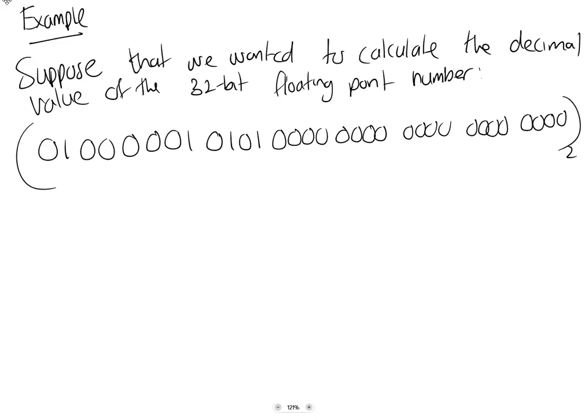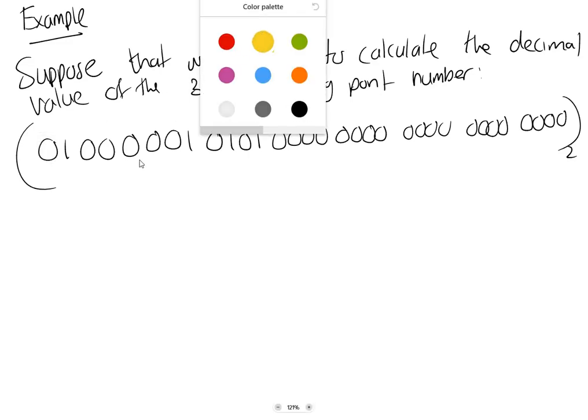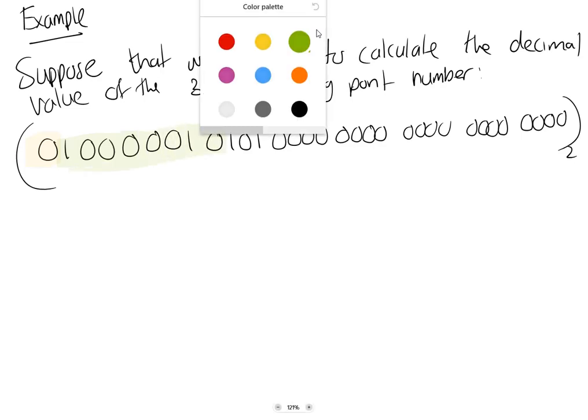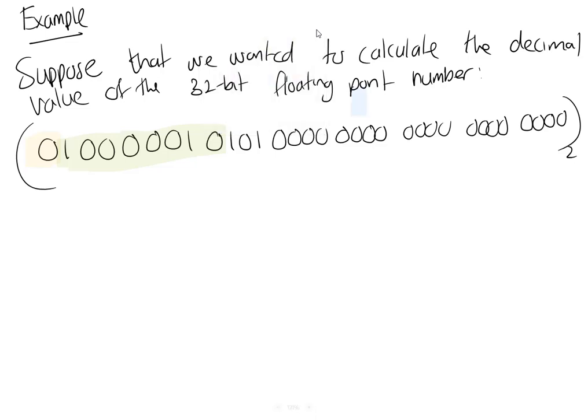This looks really intimidating, but if you remember what I just wrote in that table, we can segment this to mean different things. So let's start segmenting. This very first bit is our sign. The next 8 bits is the exponent. And then the next 23 bits is the mantissa.